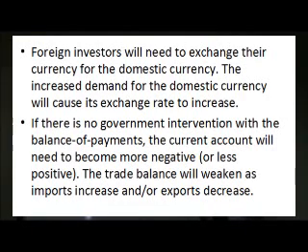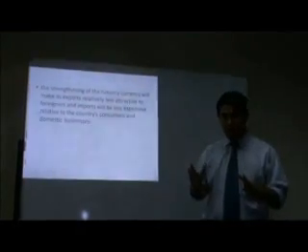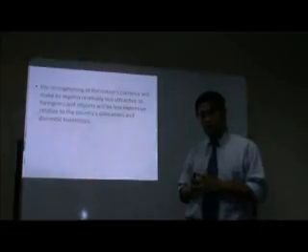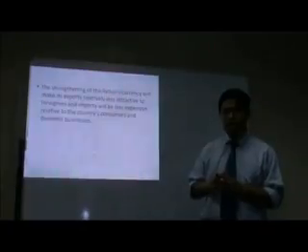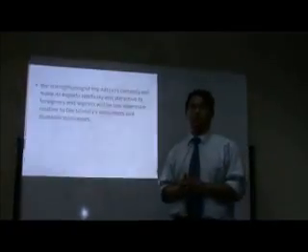intervention with the balance of payments, the current account will need to become more negative or less positive. The trade balance will weaken as imports increase and/or exports decrease. The strengthening of the national currency will make its exports relatively less attractive to foreigners, and imports will be less expensive relative to the country's consumers and domestic businesses.